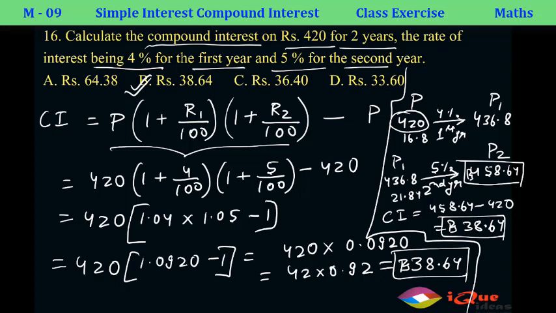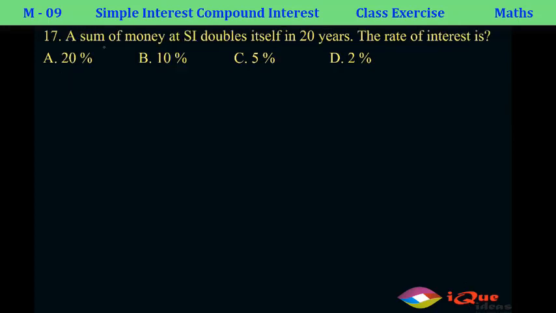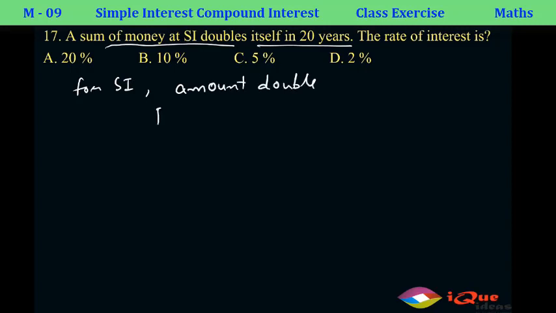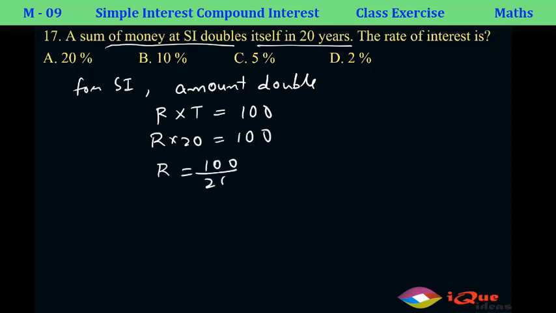Now let's go to the next question. This is a direct question. A sum of money at SI doubles itself in 20 years. We have already said for simple interest, amount double, we can directly apply rate into time equal to 100. Here time is given 20 years. So R into 20 is equal to 100. So R is equal to 100 by 20, which is 5%. So the answer of this question is straight away 5%. That is C option. Right?